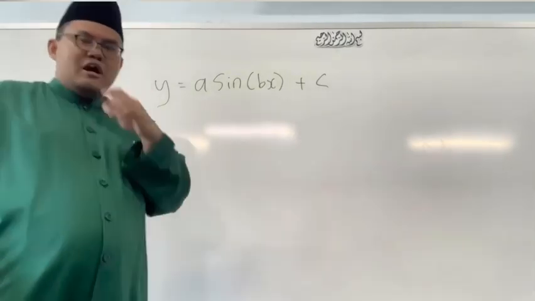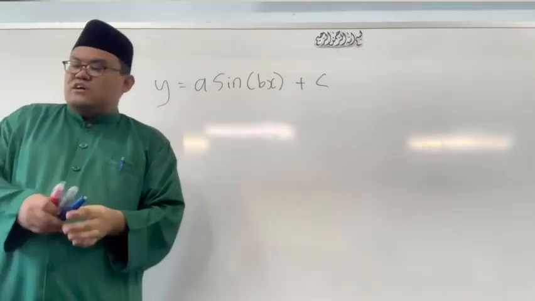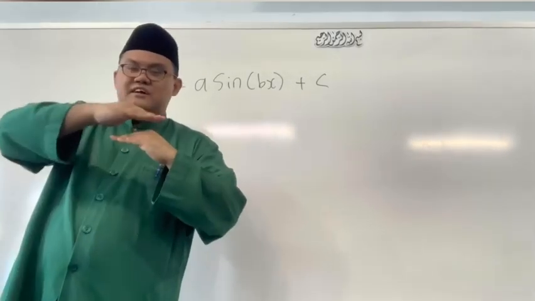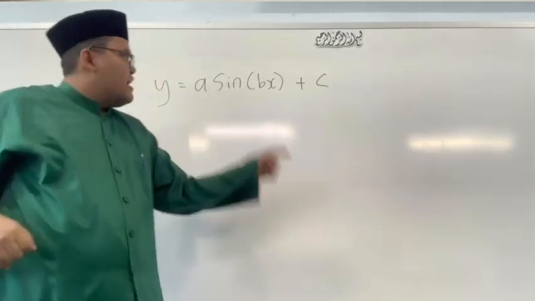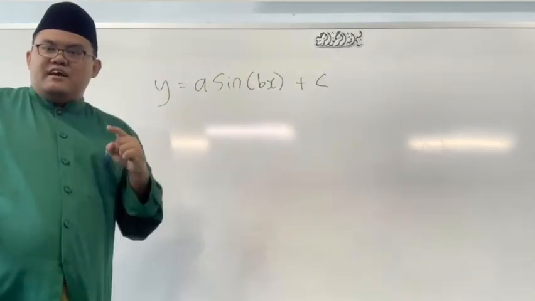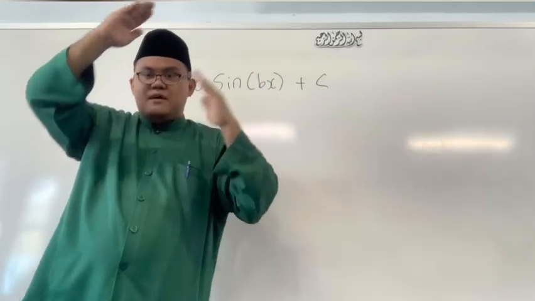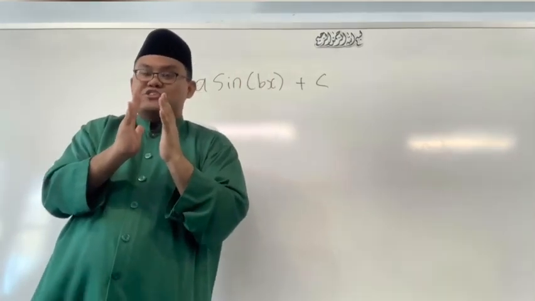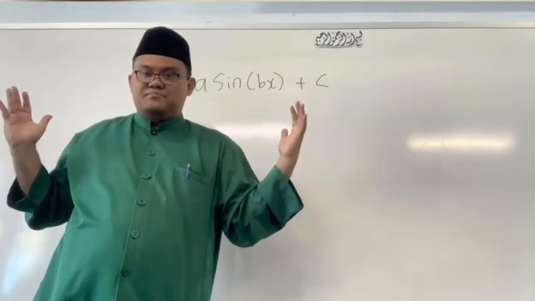Now let's revise. What is the effect of A? A causes your graph to be stretched vertically. Remember? Either vertical stretch or vertical compression. The B, what does B do to your graph? It stretches, not vertical, but either horizontal compression or horizontal stretch. Okay?